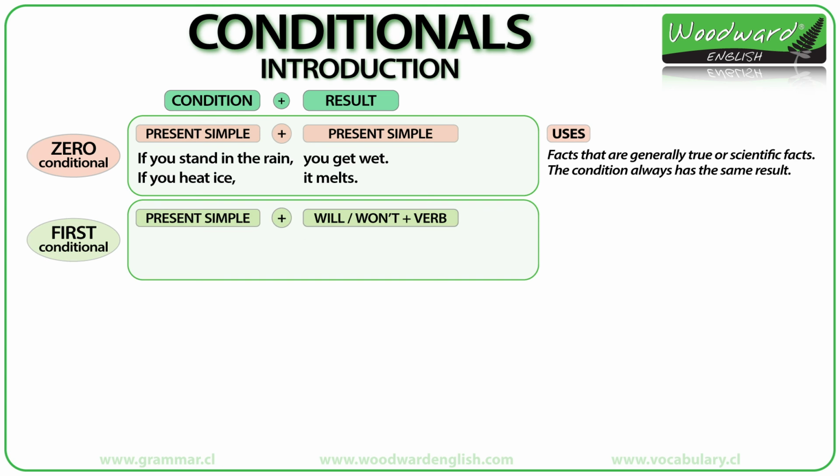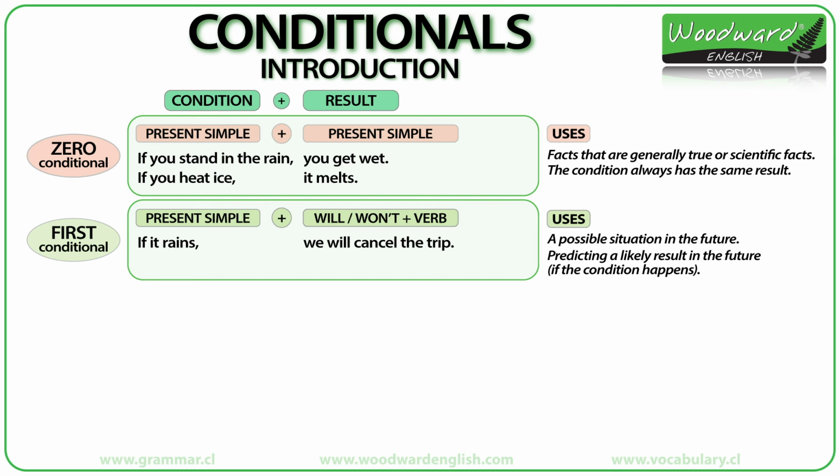The first conditional. This involves the present simple plus will, or its negative won't, plus the verb. This is used to express a possible situation in the future. We are predicting a likely result in the future if the condition happens. For example, if it rains, we will cancel the trip. This is the likely result in the future if it rains. If you study, you will pass the exam. Again, I predict that this will happen in the future if you study.